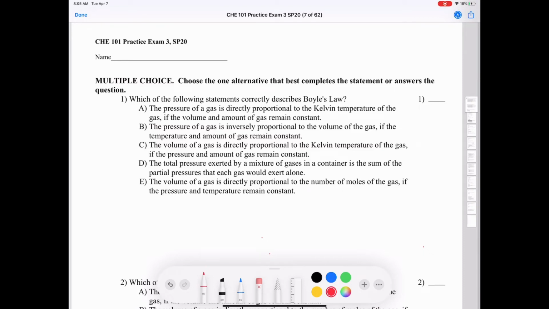This is Chemistry 101, Practice Exam 3 for Spring 2020. So, my name is Mr. Dion, and let's take a look at these problems.